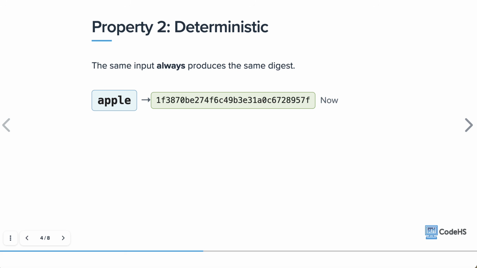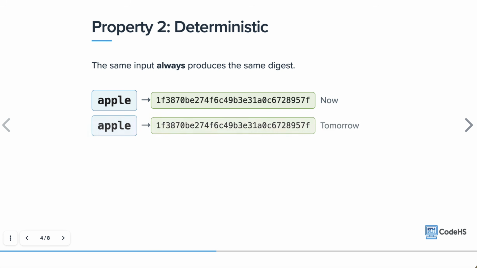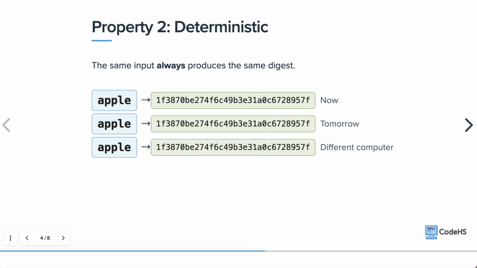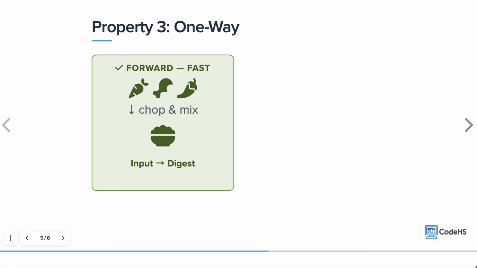Property 2, deterministic. This means that with the same input, you get the same digest every single time. Hash apple right now. You get this exact 32-character digest. Hash it again tomorrow. Same digest. Try it on a completely different computer. Still the exact same result. No randomness, no surprises. Deterministic means the output is always predictable from the input.